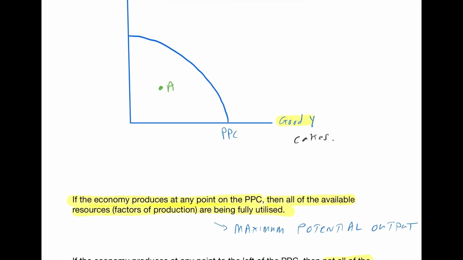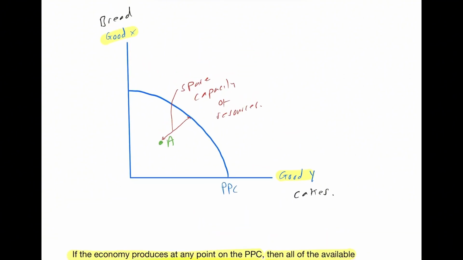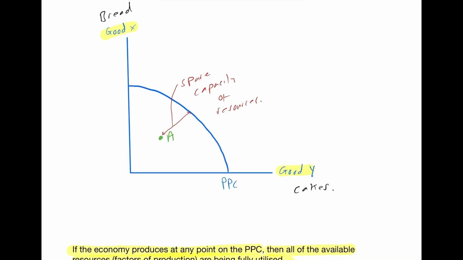So therefore, the gap between A and the PPC represents the resources that are not being used. In other words, we can say the spare capacity of resources. And this might mean, for an example, there might be a degree of unemployment. There might be some labor unemployed. Well, if there are some quantity of labor unemployed, then they're not being utilized. And therefore, the economy is not going to produce its maximum potential output. Okay.